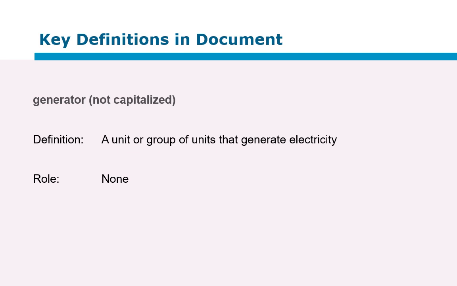Generator, all in small letters, refers to the physical generating equipment. So it's a unit or a group of units that generate electricity.